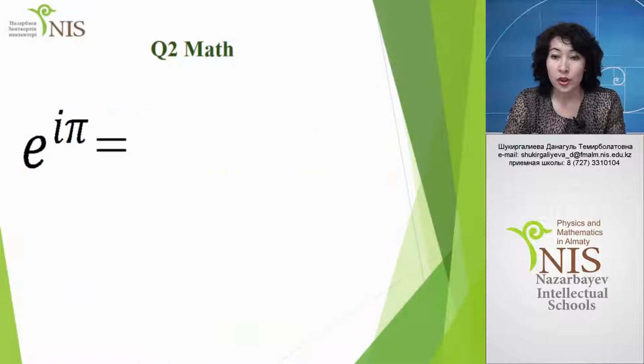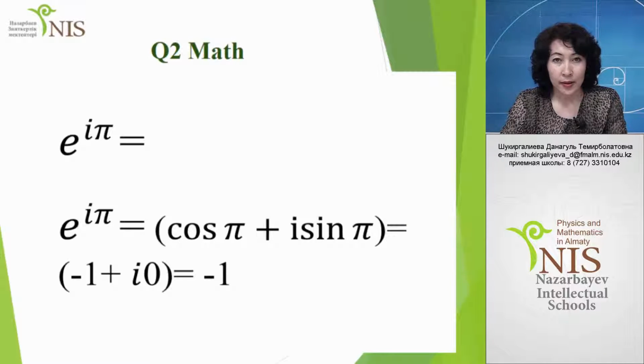The next question is related to math. Evaluate e to the power of i pi. I'll give students 1 minute to discuss in their group. Let's look at the correct answer. The correct answer is: (cosine pi plus i sine pi), (-1 plus i times 0), equals -1.